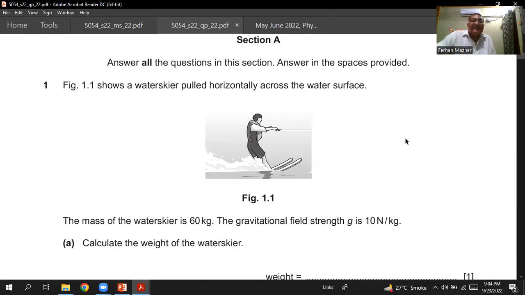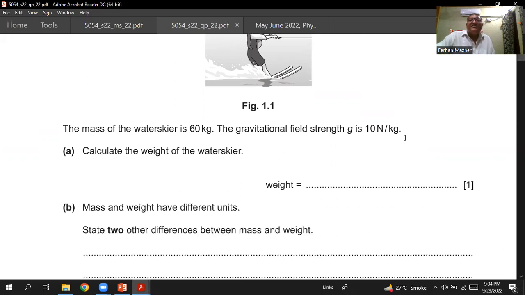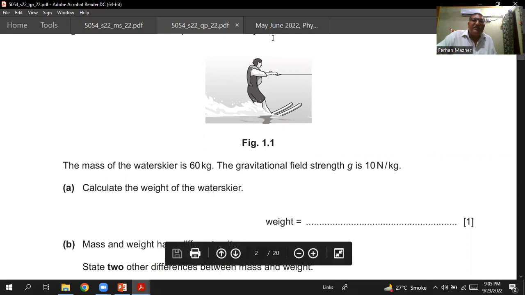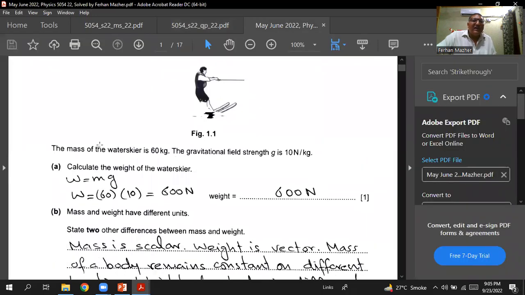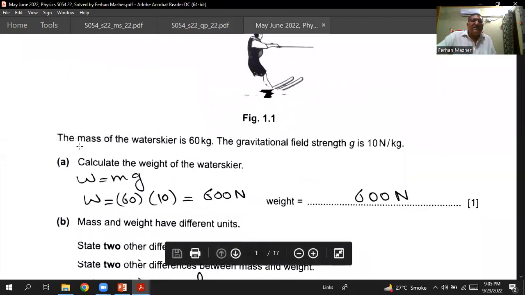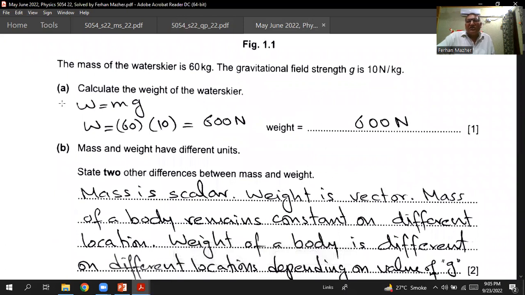The mass of the water skier is 60 kg. The gravitational field strength g is 10 Newton per kg. Calculate the weight of the water skier. The mass is given, and they want you to find the weight. The formula is W equals mg, where g is the gravitational field strength, whose value is also given, 10 Newton per kg. Just put those values in. W equals mg, so 60 multiplied by 10 equals 600 Newton. 600 Newton will be the weight.